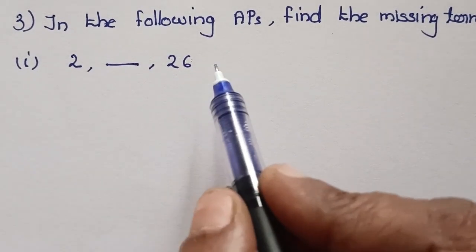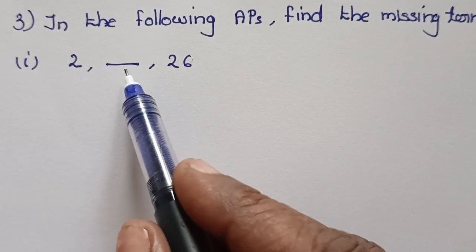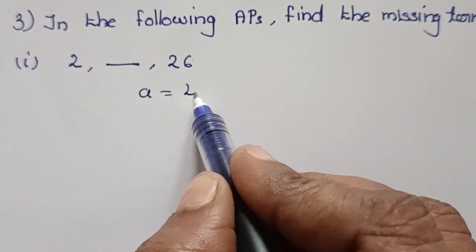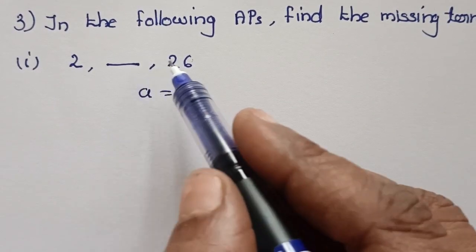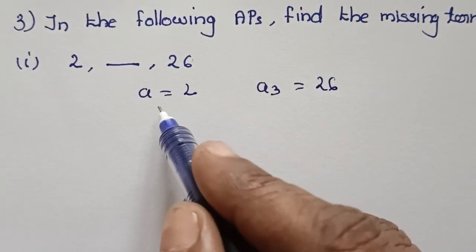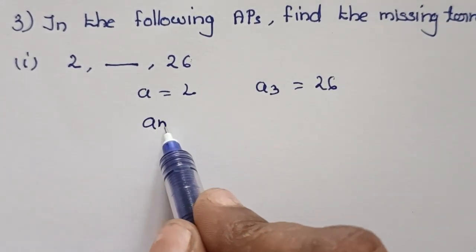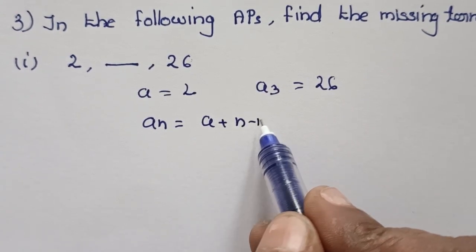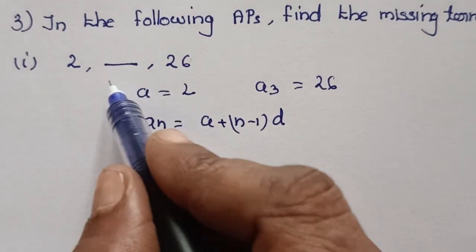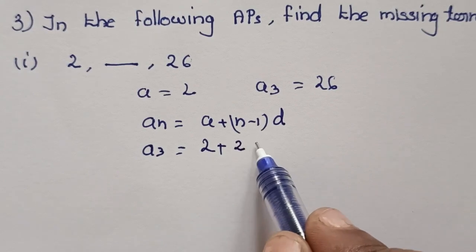Third one: in the following APs, find the missing term. Here a sequence is given: 2, second term missing, third term 26. So given a equals 2, a2 is not given, we have to find it, and a3 equals 26. a1 is the same as a, isn't it? Therefore, a equals 2 and a3 equals 26. Now, an equals a plus (n minus 1) into d. That is, a3 equals a, first term a equals 2, plus (3 minus 1), that is 2, into d.